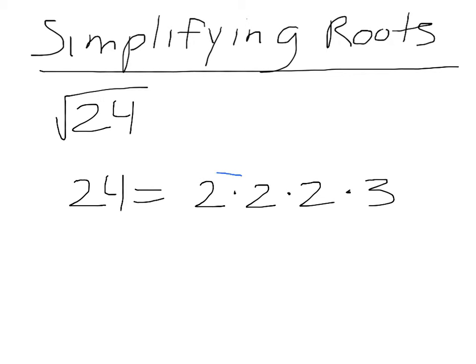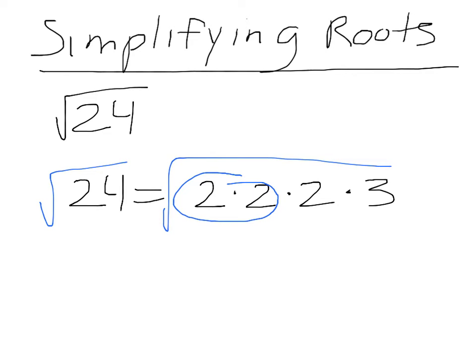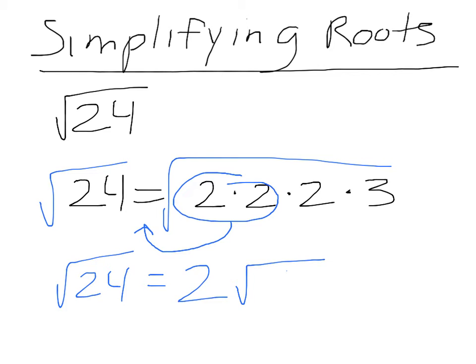If I look here, I see that there's a pair of 2's. Well, isn't 2 times 2 4? And the square root of 4 is just 2. So if I literally was to take the square root of both sides, then I could say that the square root of 24 is equal to the square root of the pair of 2's, which I can take out to become a 2, and then what's left is 6. So the answer is 2 root 6.